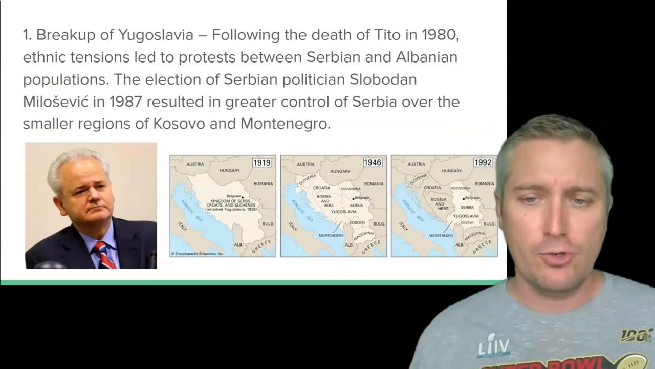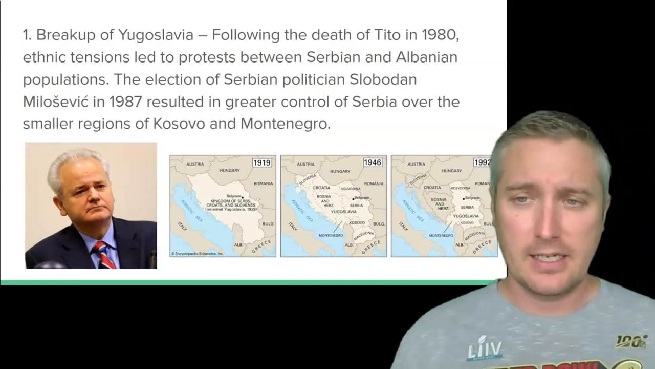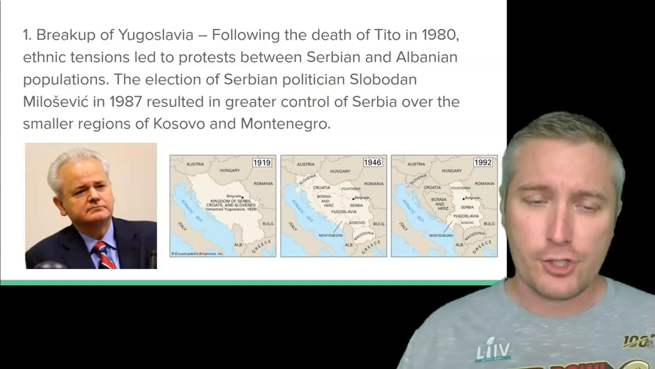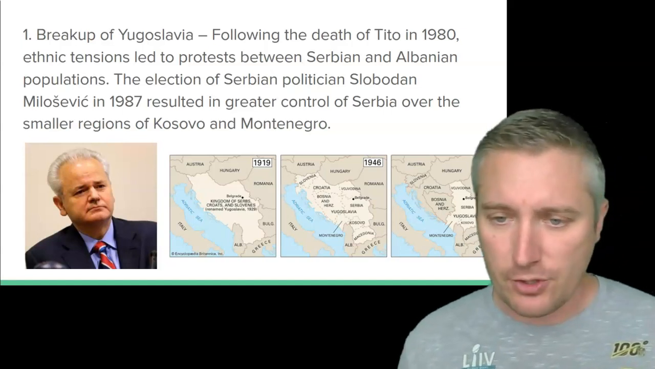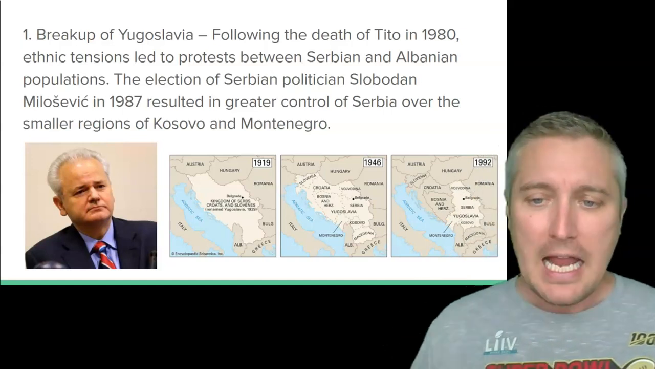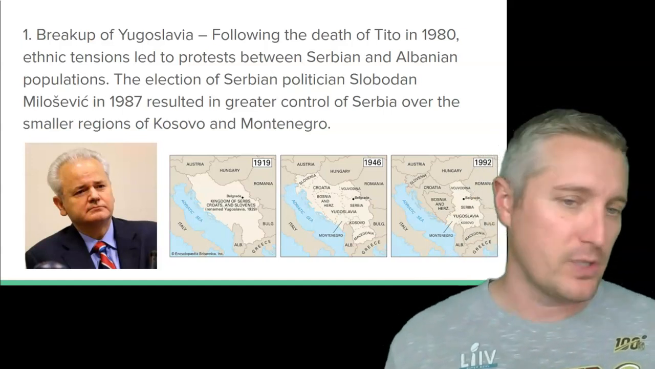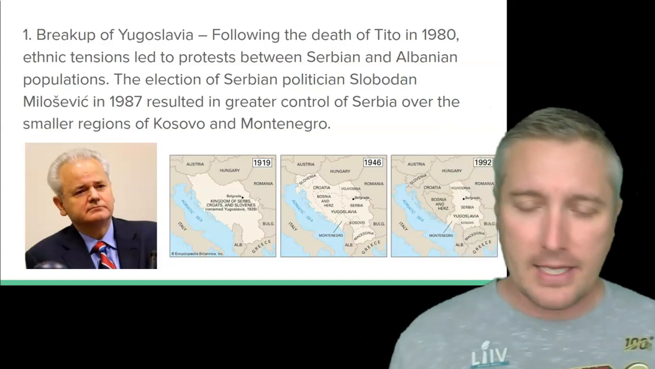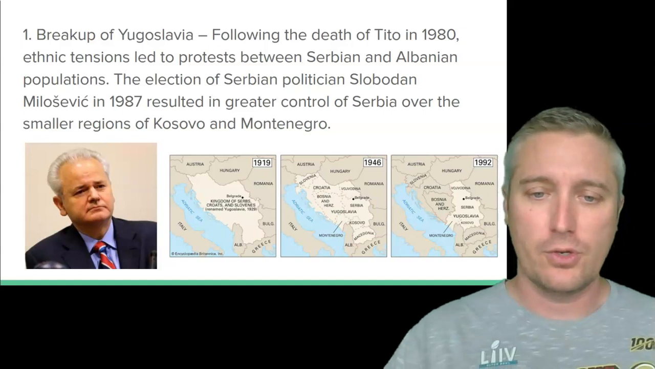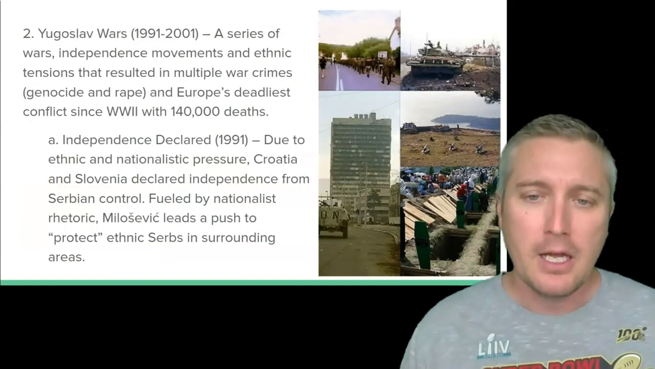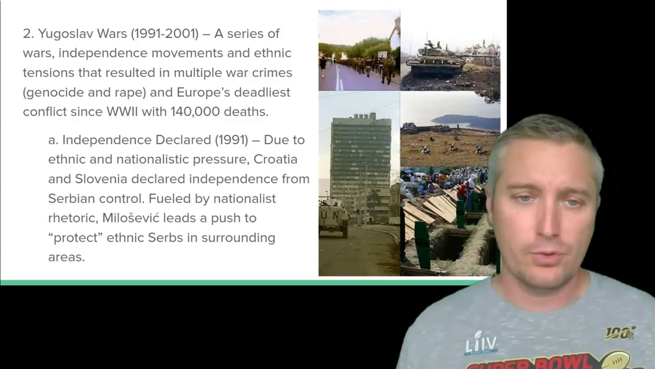Now, the man who tried to stop them was this guy, Slobodan Milosevic. He was elected the president of Serbia in 1987. Serbia was kind of the largest country in what was the former Yugoslavia, and he is going to try and keep the country together. He does not want Croatia or Bosnia breaking off into their own country. So he is going to basically launch a war to try and keep them as a part of Yugoslavia.